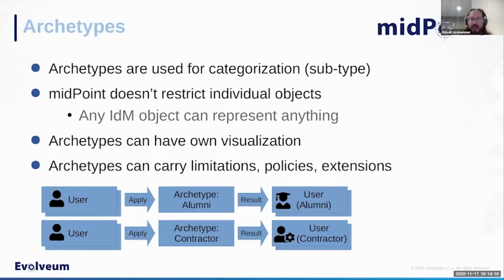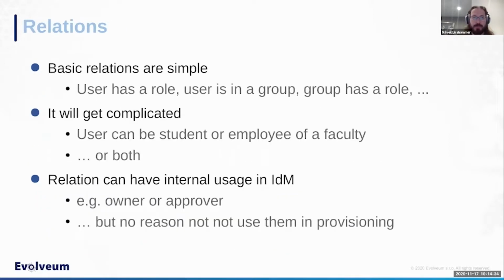I have two archetypes. One is alumni and the second one is contractor. And I will just take any user, apply the archetype, and the result is still a user object, but clearly labeled with this archetype, which can bring some changes that I see here, like the icon was changed, but also some limitation policies, extension rules, whatever is needed.